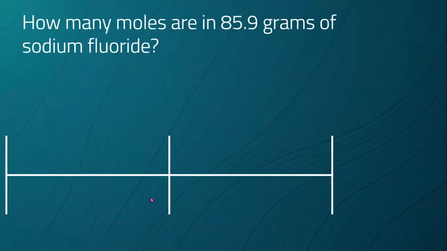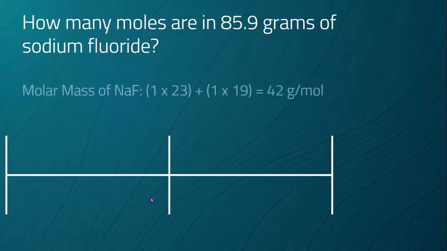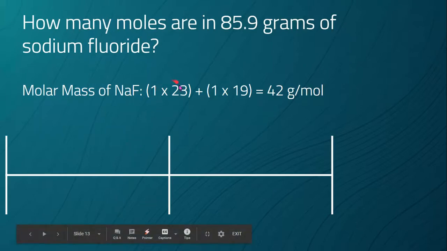If we look at another problem, how many moles are in 85.9 grams of sodium fluoride? Start by writing out the formula and calculating the molar mass. Sodium with a +1 and fluorine with a -1 are going to create the formula NaF. 1 sodium at 23 grams per mole plus 1 fluorine at 19 grams per mole would equal 42 grams per mole for sodium fluoride. Again, these numbers come from the periodic table.